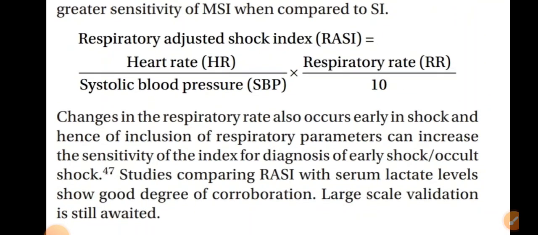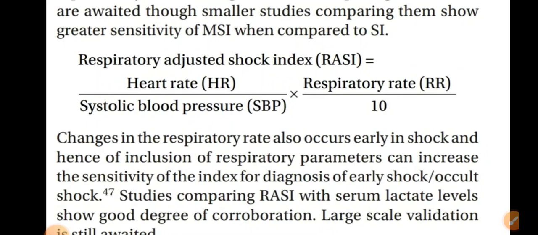Another one is the respiratory adjusted shock index, RASI: heart rate divided by systolic blood pressure, times respiratory rate divided by 10. Change in respiratory rate also occurs early in shock, and hence inclusion of respiratory parameters can increase the sensitivity of the index for diagnosis of early shock or occult shock. Studies comparing RASI with serum lactate levels show a good degree of correlation. Large scale validation is still awaited.